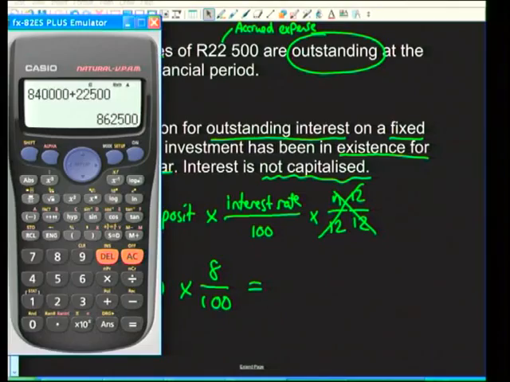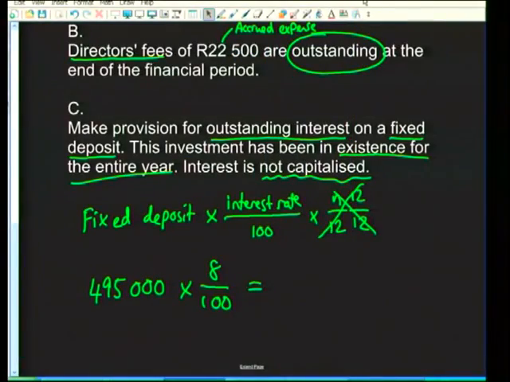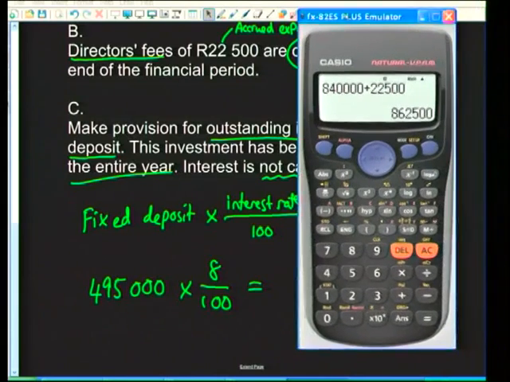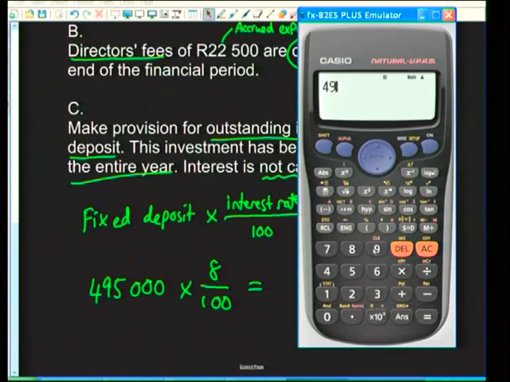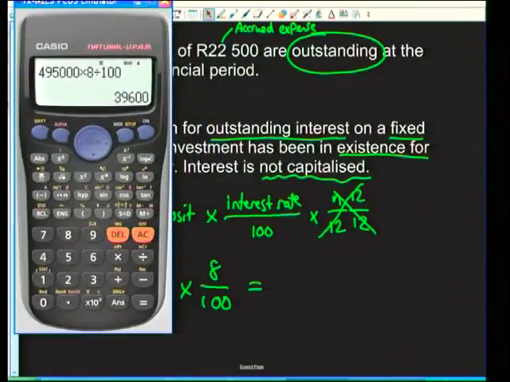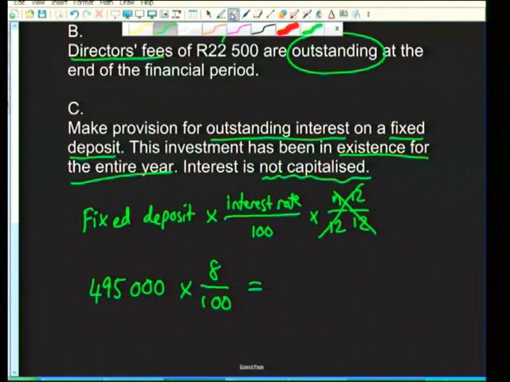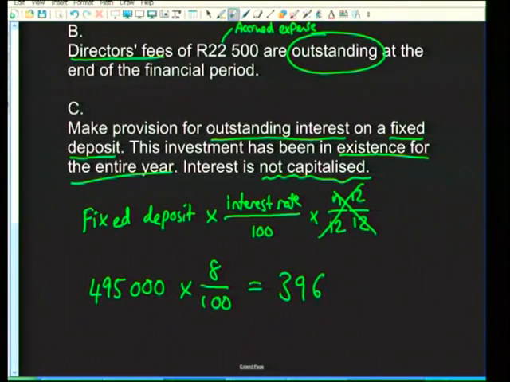Let's do the calculation on the calculator. Should be quite straightforward. What we will do is say 495,000 multiplied by 8 divided by 100, and the answer comes to 39,600. So let me just write down the answer to the calculation so we remember it, 39,600. That number is the total amount of interest that we have earned on this fixed deposit for the entire year.